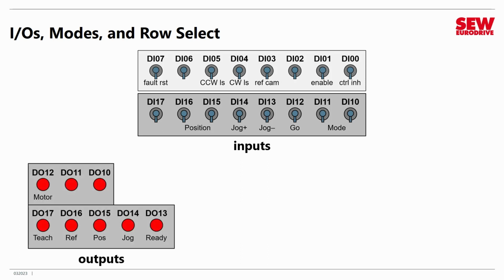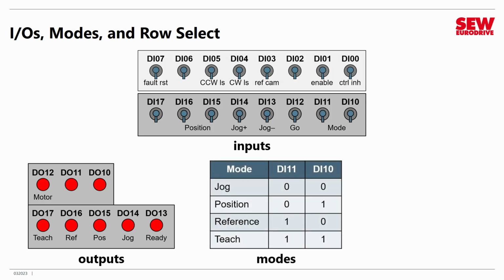These are our outputs. We're only using the option card outputs. DO12 indicates the motor status. When it's on, the motor's moving. When it's off, the motor isn't. DO13 signals that the application is ready. And then DO14, 15, 16, and 17 indicates which mode you're in. Are you jogging, positioning, referencing, or teaching? Very simple. So a PLC would monitor these and it would control the digital inputs to initiate operations.